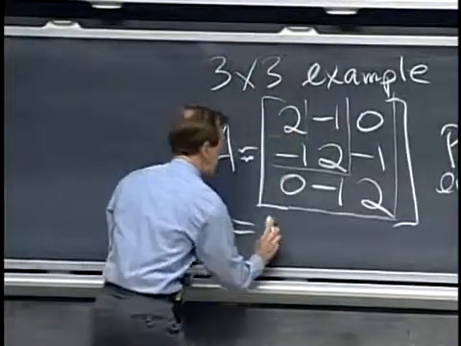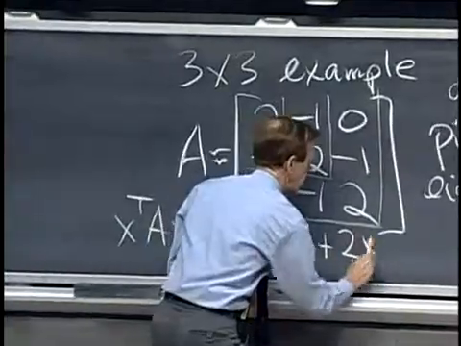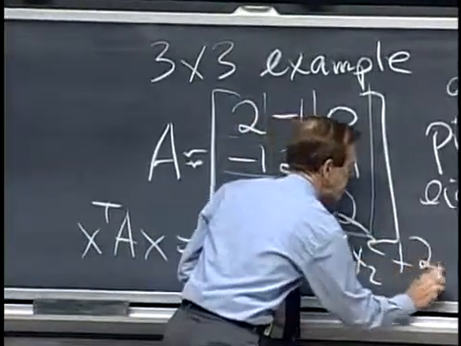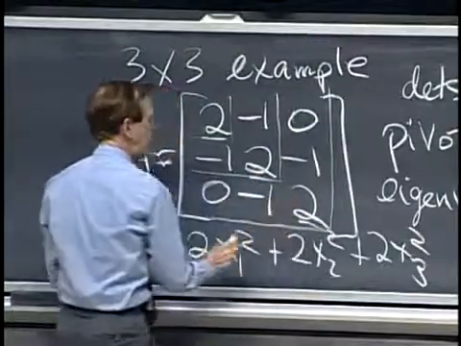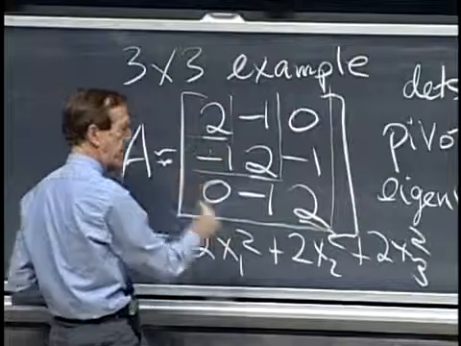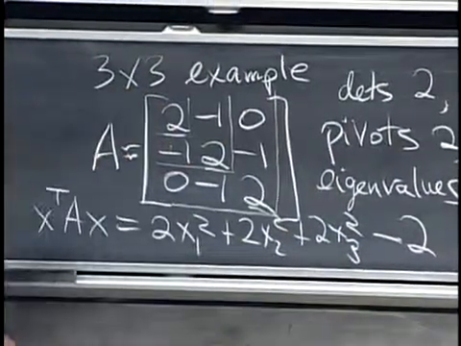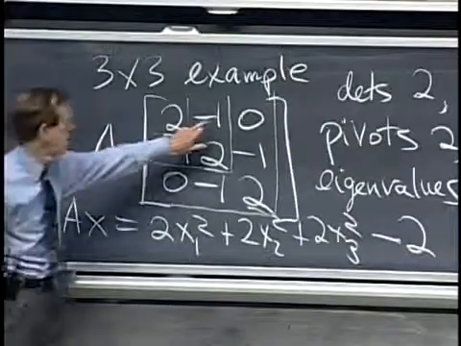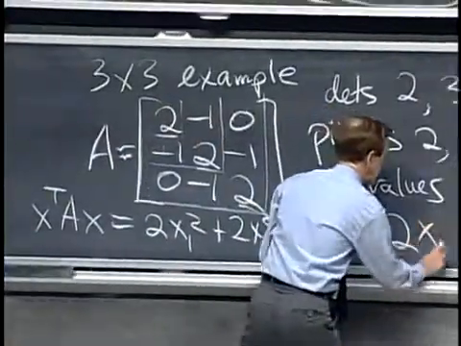It's 2x1 squared, and 2x2 squared, and 2x3 squared. Those come from the diagonal. Those were easy. Now, off the diagonal, there's a minus and a minus. They come together. There'll be a minus 2. And minus 2 whats are coming from this 1, 2, and 2, 1 position? It's the x1, x2.